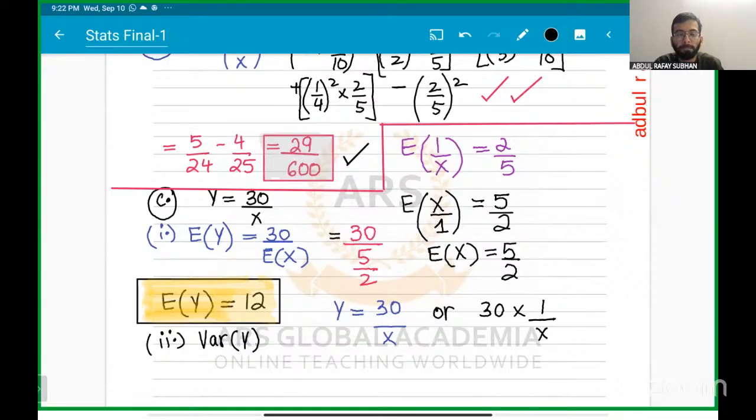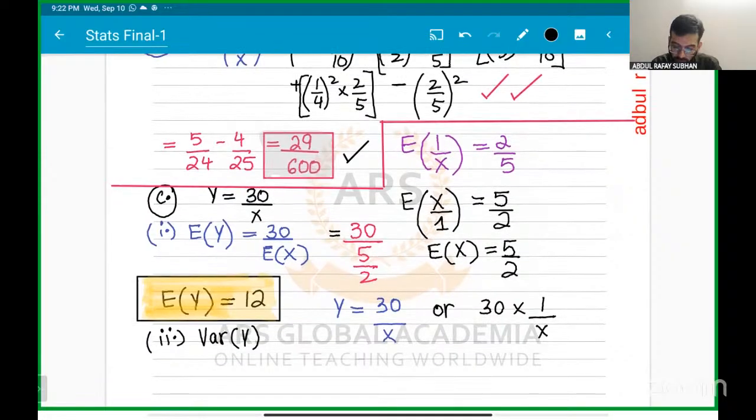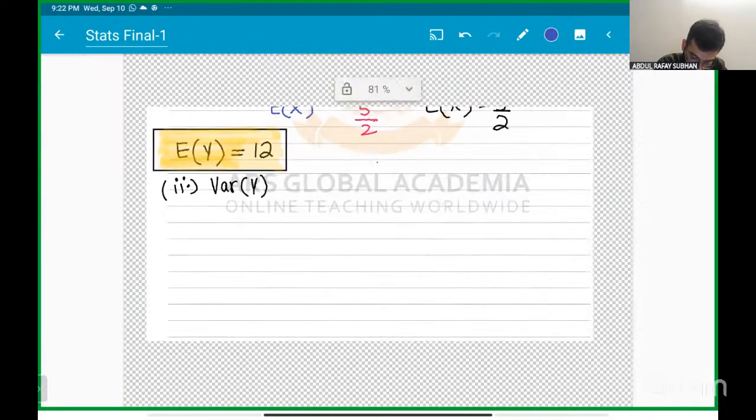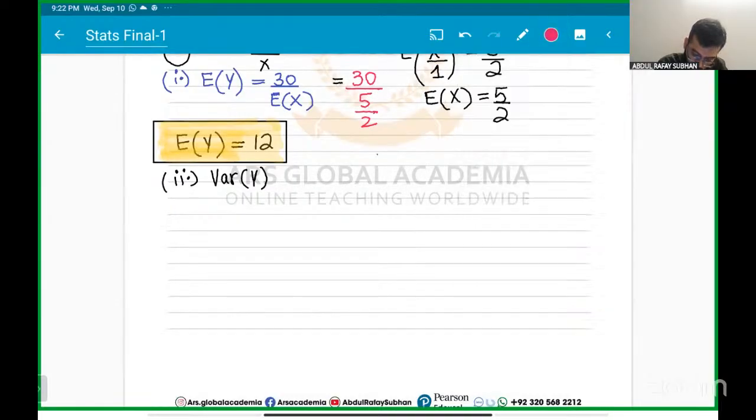People getting it? Can we write it down like this? 30 divided by x. Y is equal to 30 divided by x, or 30 times 1 divided by x. Can I write it like this? Everyone, can I get a response? Everyone following? It's the same thing, right?